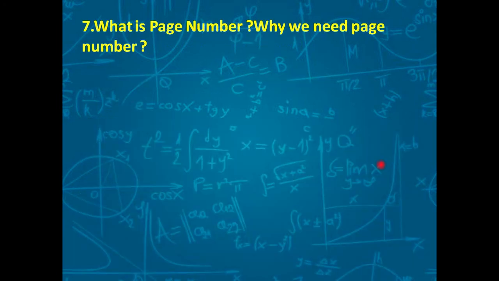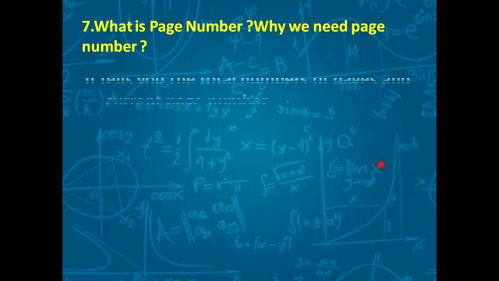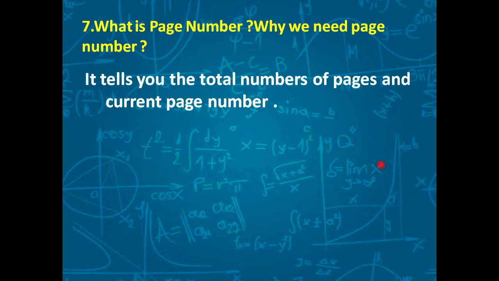So next is question number 7, what is a page number? Why do we need a page number? Page number defines the working area, on which page we are working. हम किस पेज पे काम कर रहे हैं, how many pages we are using in a single document. So page number define करता है कि if we have 10 pages, हम अगर 7 पे काम कर रहे हैं तो it defines that we are working on page number 7. आपके पास total 10 pages and you are working on page number 7. It tells you the total number of pages and the current page number like this.